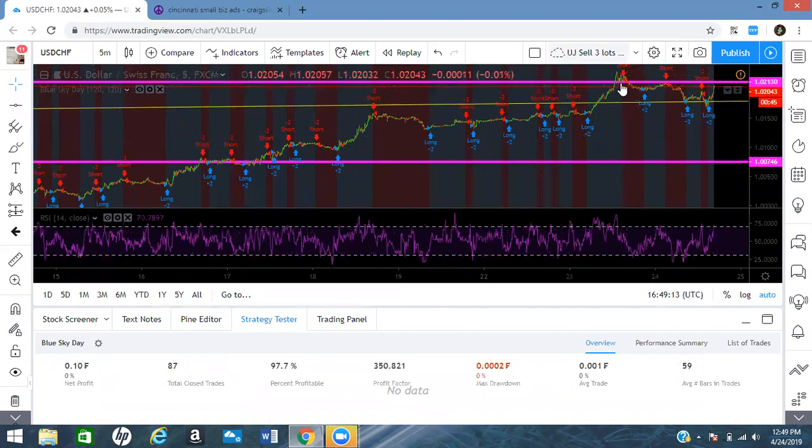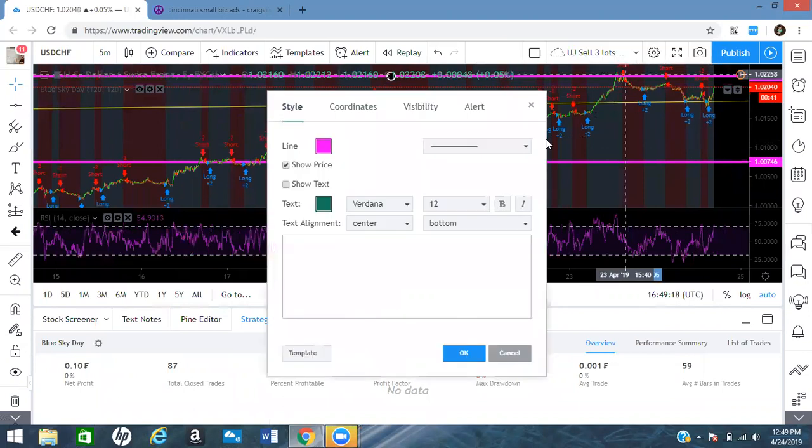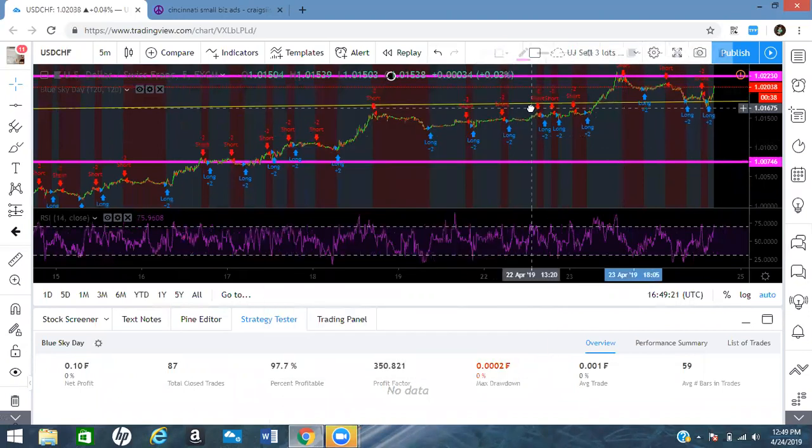Now it actually broke through. This was actually a resistance the whole time. I could put this up a little bit higher. So that actually never turned support. It hasn't yet anyway.